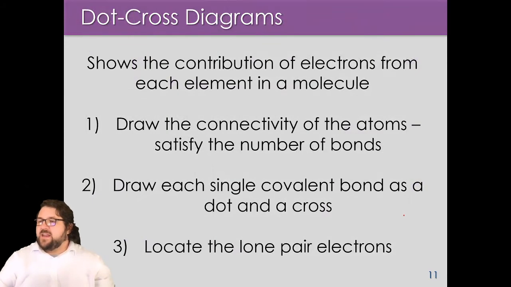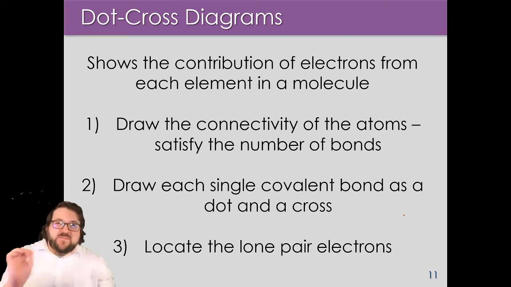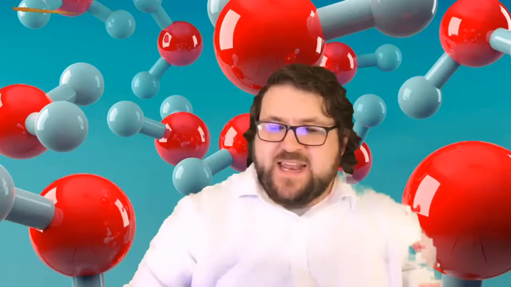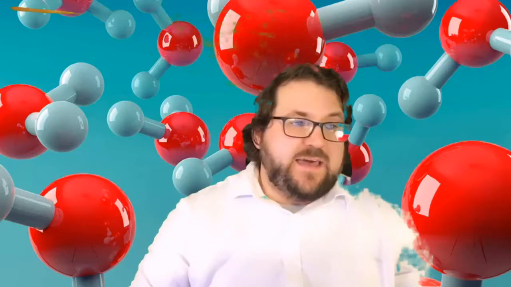So let's now think about how we draw our own dot cross diagram and how we get to that process. Step 1 is to draw the connectivity of the atoms, and that one is the tricky bit. You've got to figure out which atoms are connected together and how we make them happy in terms of the bonds themselves that are there. So that's step 1.